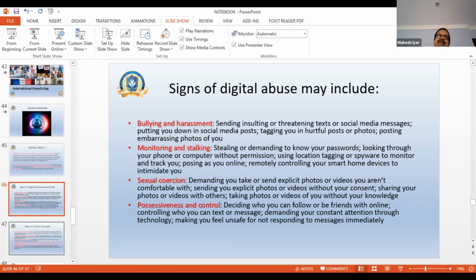What are the signs? This duty, this role goes to the teacher, educator, parents, and definitely the friends too. The signs of digital abuse are bullying and harassment, monitoring and stalking, sexual coercion, possessiveness and control. Everything ultimately gives a setback to the psychological development of the child. If we observe any of these signs in any of our kids, any of our friends, please take care of it. What we can do, we are going to discuss now.